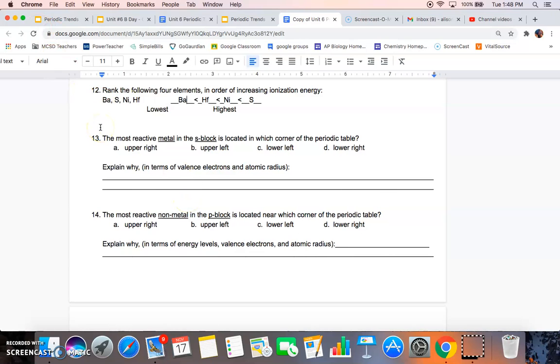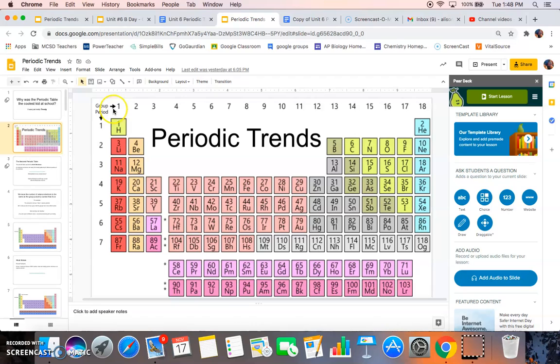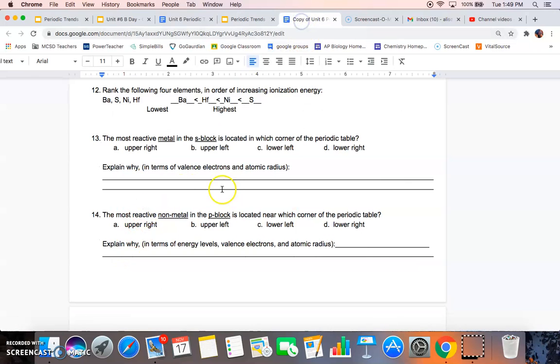So the most reactive metal in the S block is located in which corner of the periodic table? So first thing to look at is where's that S block? The S block is these first two columns on my periodic table, right? So we're just looking at these first two columns, and we want to know which one is the most reactive. So these are my metals, right? And remember, my metals get more reactive going down and to the left, so the easier it is for them to lose the valence electrons, which means that this lower left corner is going to be my most reactive metal. So I would say lower left.